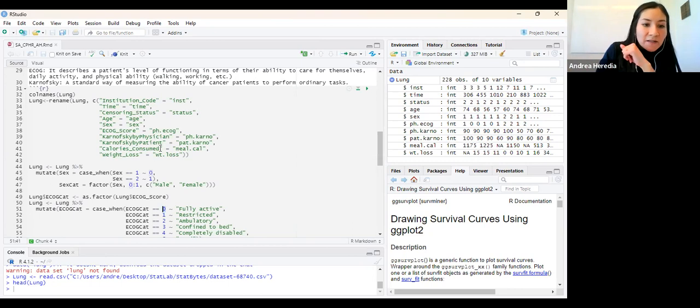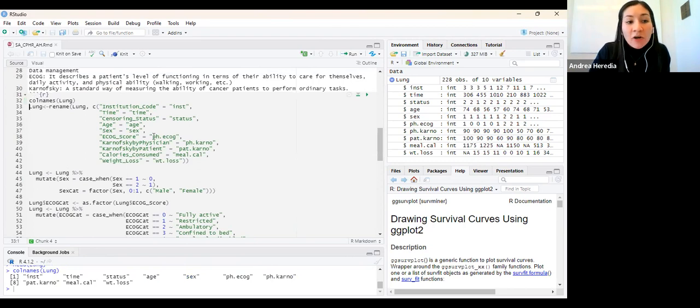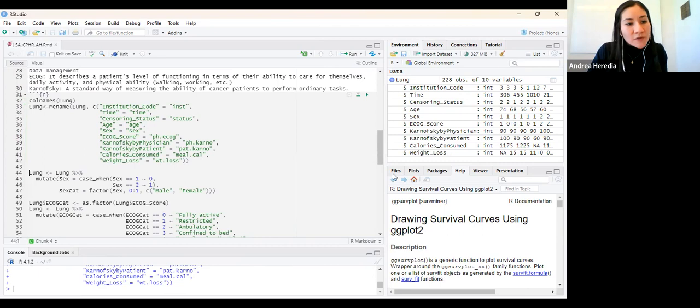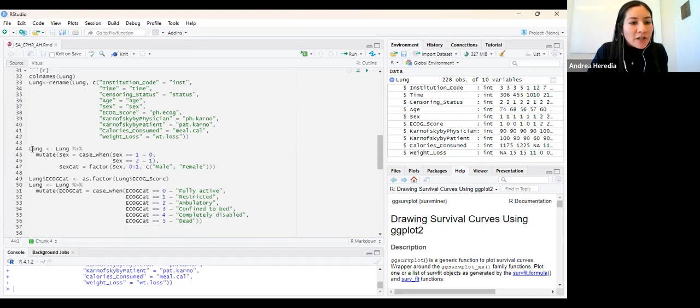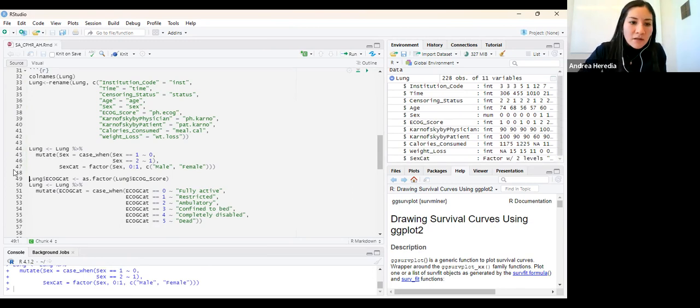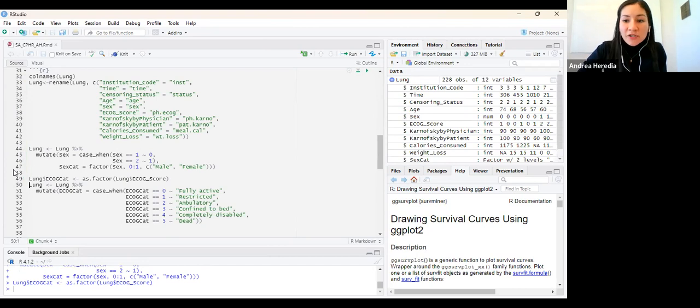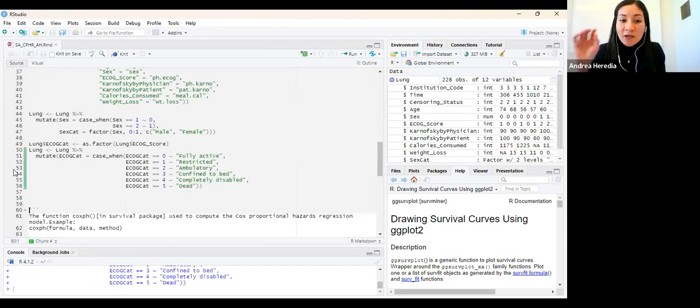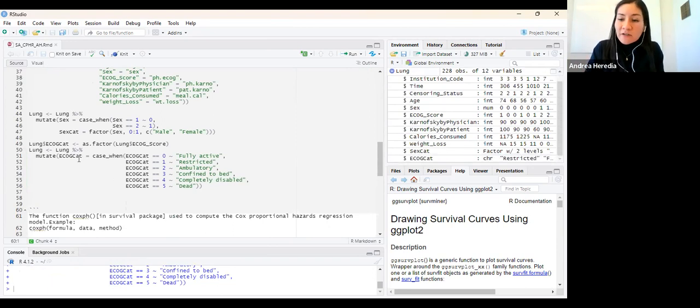So meal cal is calories consumed. WT loss is weight loss. So we are going to go ahead. Before I start renaming variables, I usually get the column names just to make sure that I'm not making any mistakes or typos whenever I'm typing this. Rename our variables, and we are going to recode our sex category. And again, I usually do this whenever I'm doing data management just because I want to see what each one stands for. But we're not going to be using it for analysis, at least not this variable.